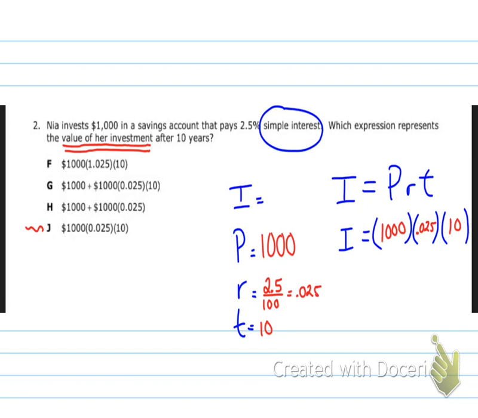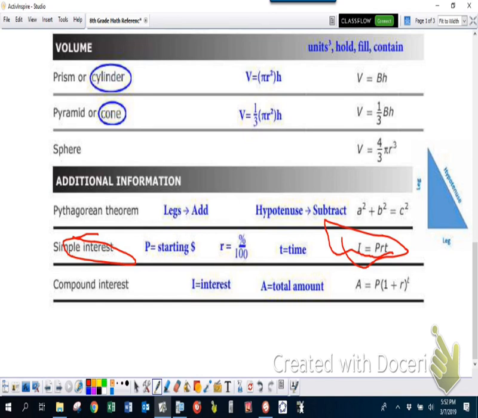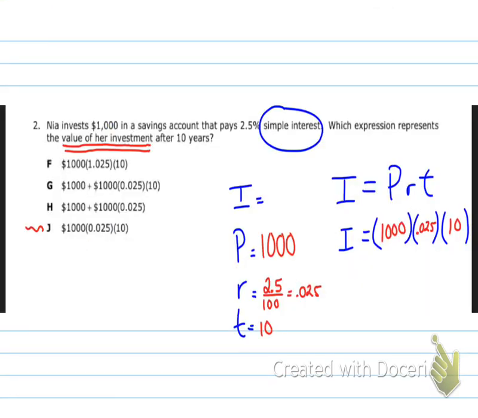You see, when you use these formulas, you want to keep in mind what I is solving for and what A is solving for. I is solving for the interest and A is solving for the total amount. If I go work that out, I get 250. And that is the interest. So if I asked you how much interest, then I'd be done. My answer would be J.